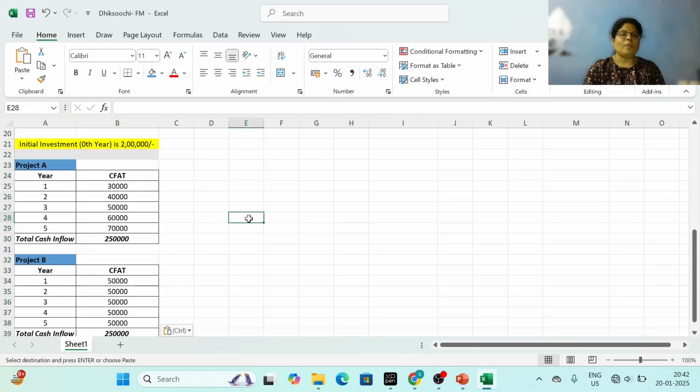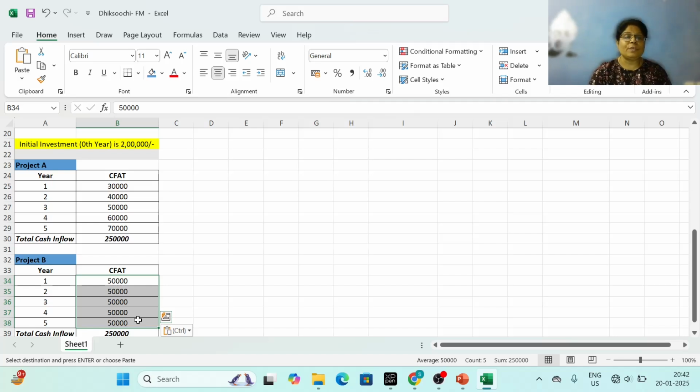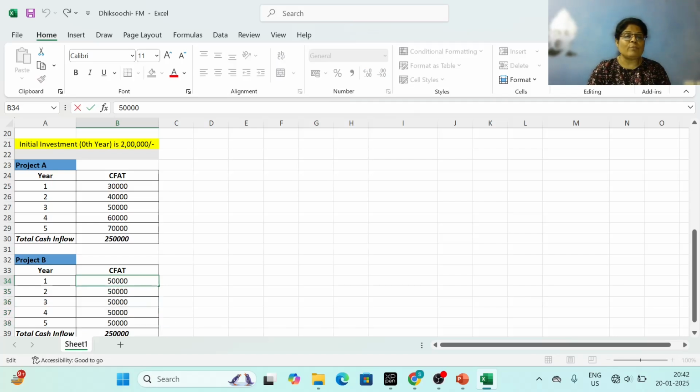Now, there is project A and project B. This one has unequal cash inflows and this project is generating equal cash inflows. Now we need to calculate the payback period for both the projects. Because it has equal cash inflows for project B, we can apply the direct formula, that is payback period is equal to investment by constant cash inflows. So here we have to write investment and the constant cash inflows.